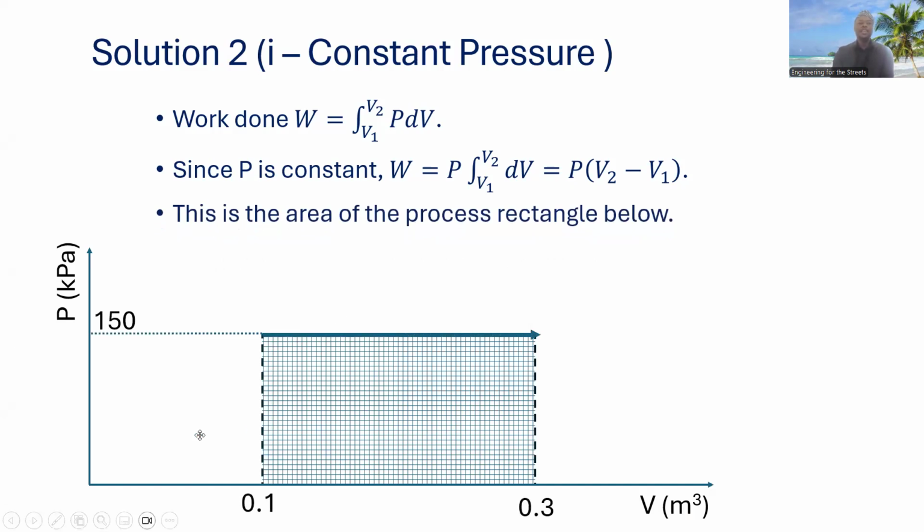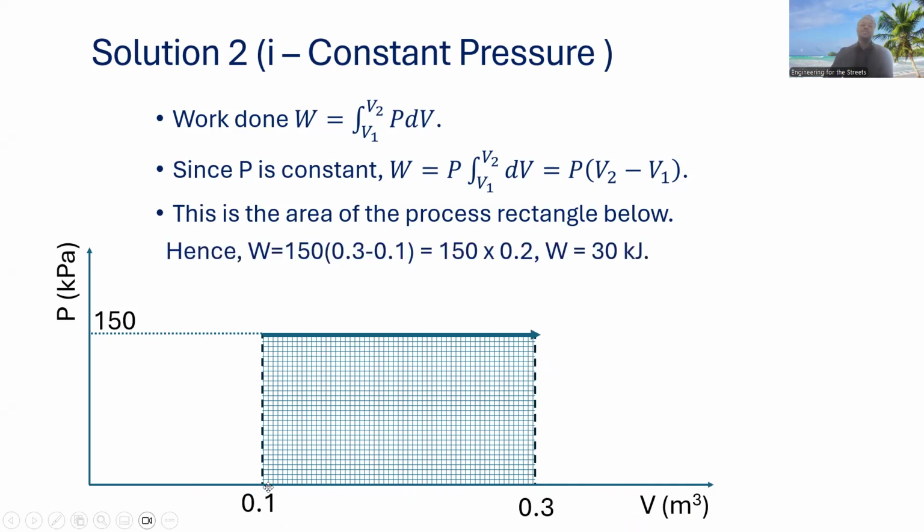This is essentially the area under this process rectangle. So we have a constant pressure of 150 kilopascal, and then the volume changes from 0.1 meter cubed to 0.3 meter cubed at this constant pressure. The work done is simply pressure, which is essentially the height of this rectangle, multiplied by the base of the rectangle, which is V2 minus V1. That is 0.3 minus 0.1.